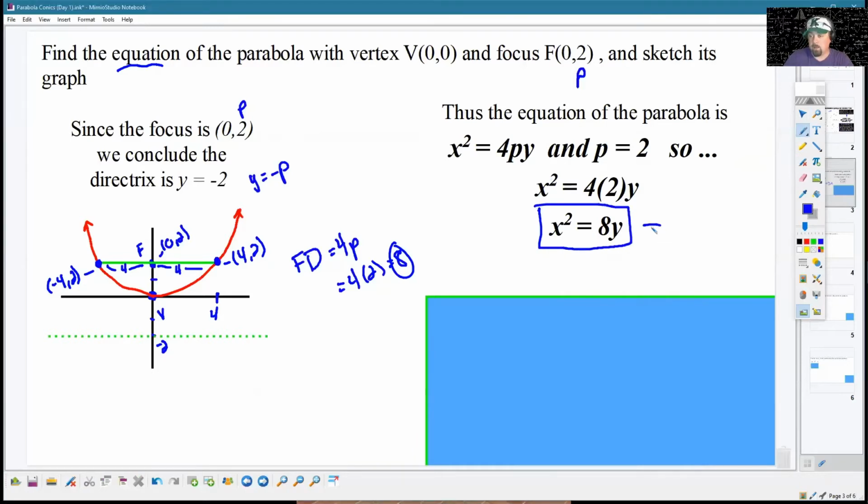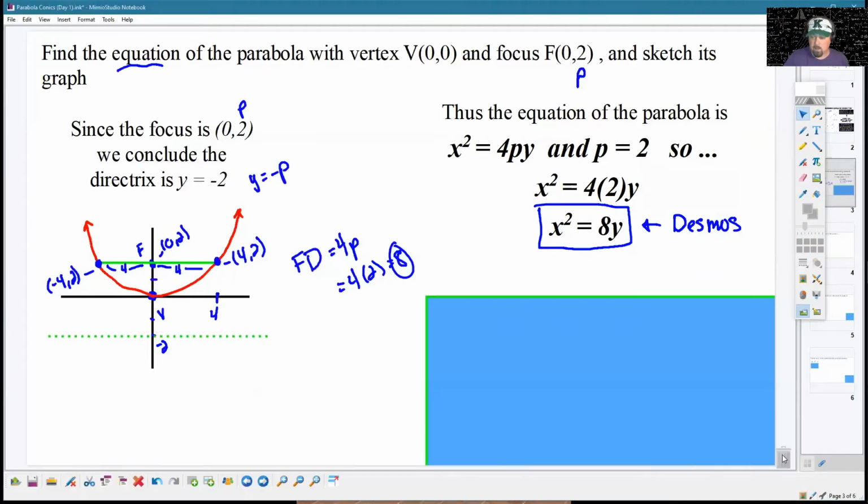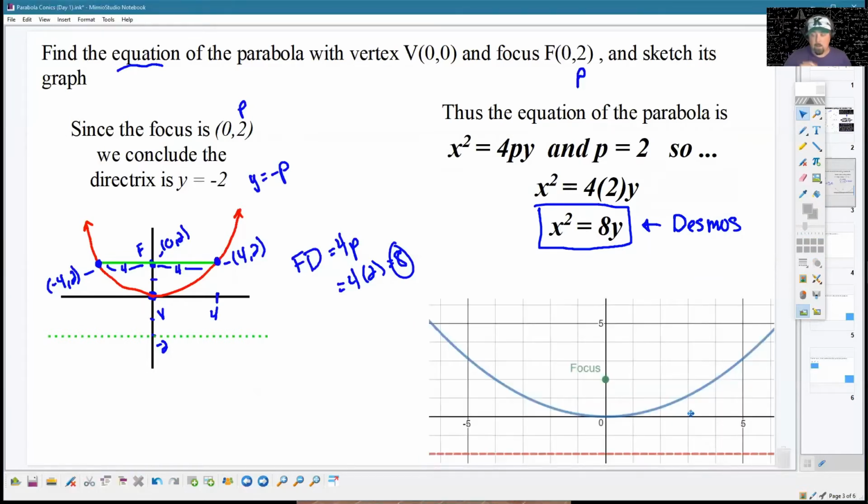Now what's really nice is if you take this to Desmos, hold on, my pen's having some issues here. And you plug in x squared equals 8y, it's going to graph a parabola that looks like this. Now it's not going to label the focus and the directrix like I did, but it will give you the parabola to help you double check that. So make sure you use that to your advantage as we go through and work with this.